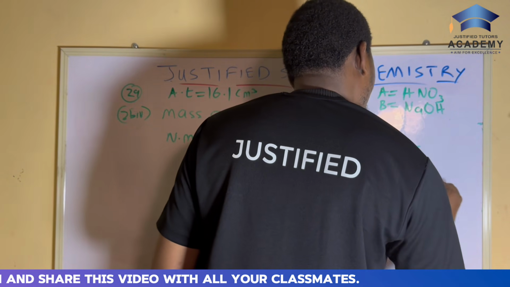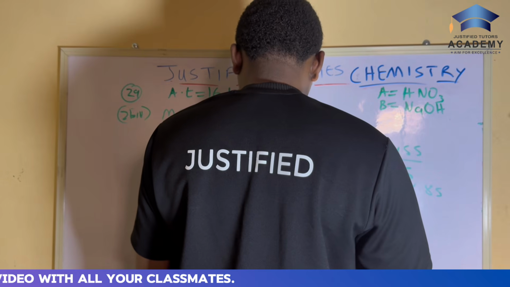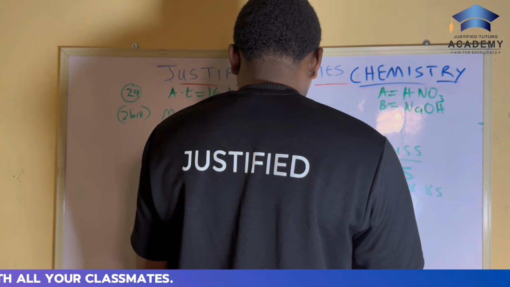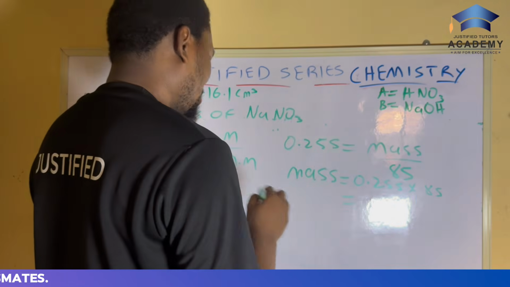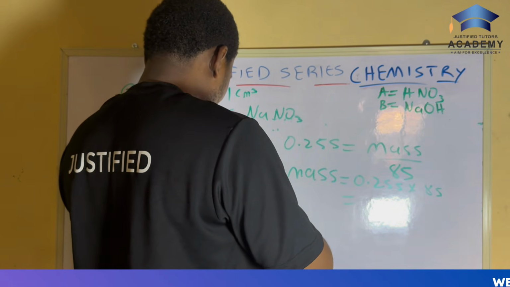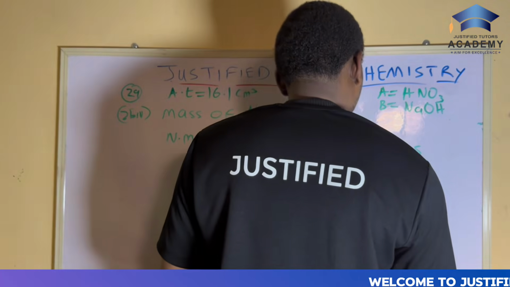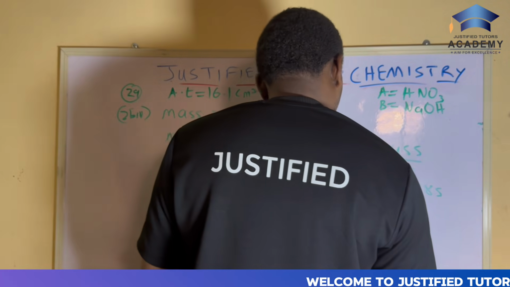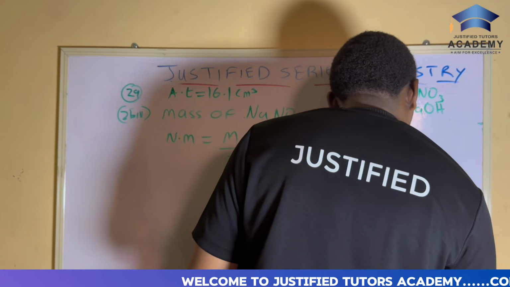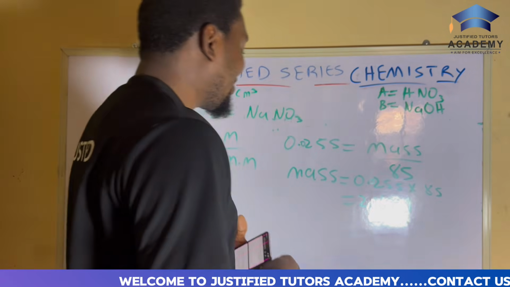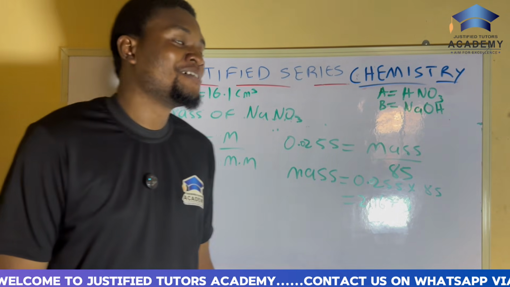So mass is equal to 0.255 times 85, and that gives us our final answer. Let me press it here: 0.255 times 85. That will be 2.167 grams.